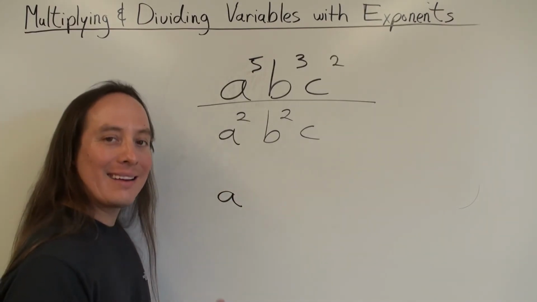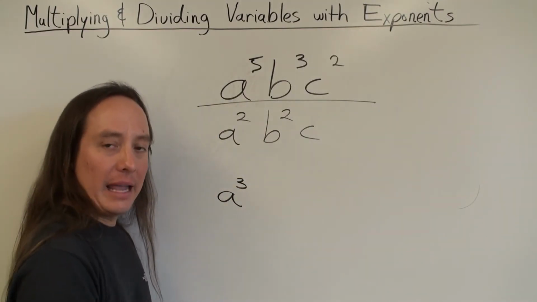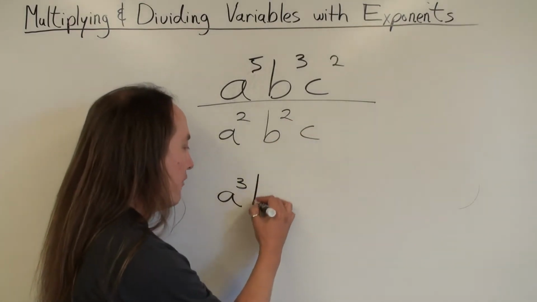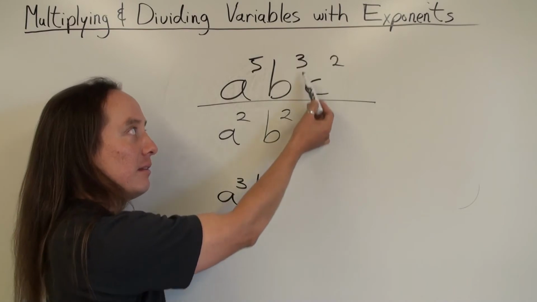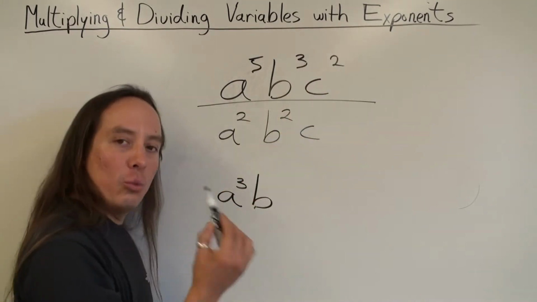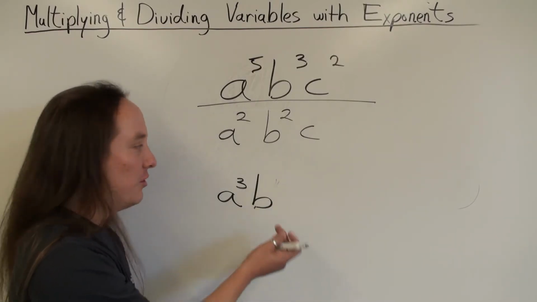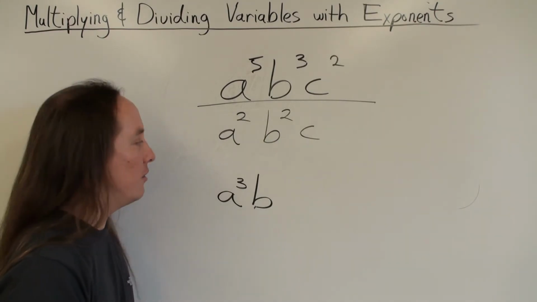We just subtract the exponents, so that'd be 5 minus 2. A to the third, that's what I'm left with. But I have 2 more to do still, so I'm going to have a b in my answer, but I have to do the division with the exponents. And again, that's just a subtraction. 3 minus 2 is 1, and like I mentioned before, we don't put the 1 when it's 1. There's a b left. That's all there is to it. Okay, there's 1 b left.